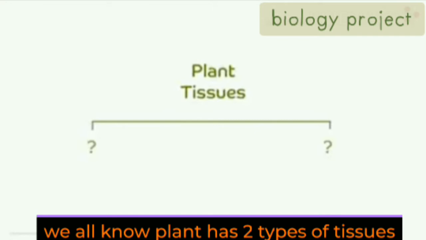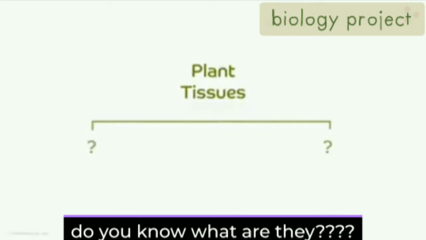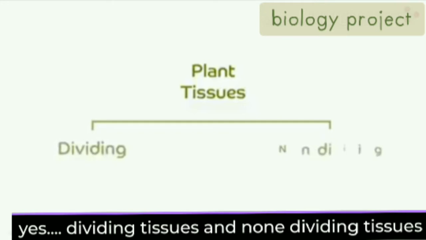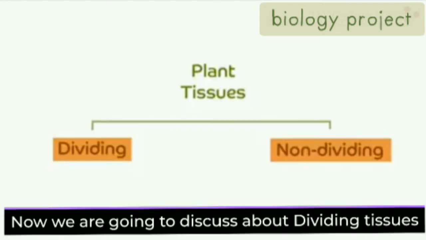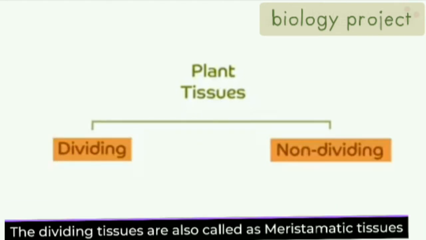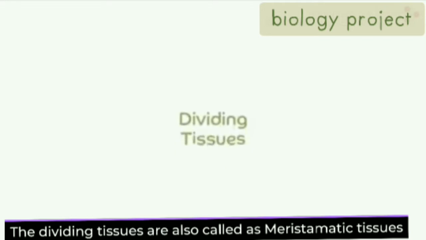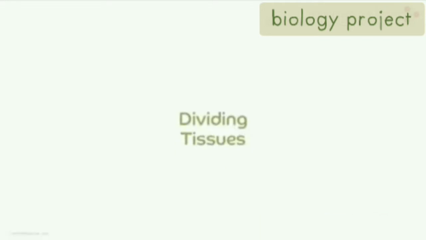The plant has two types of tissues. Do you know what they are? Yes, dividing tissues and non-dividing tissues. Let us understand what is behind these tissues. Now we are going to discuss dividing tissues. These are also called meristematic tissues.